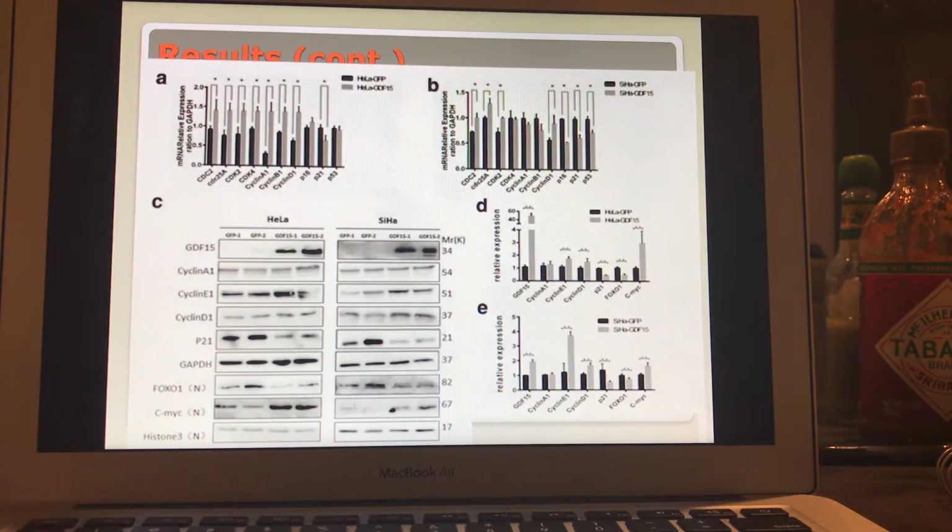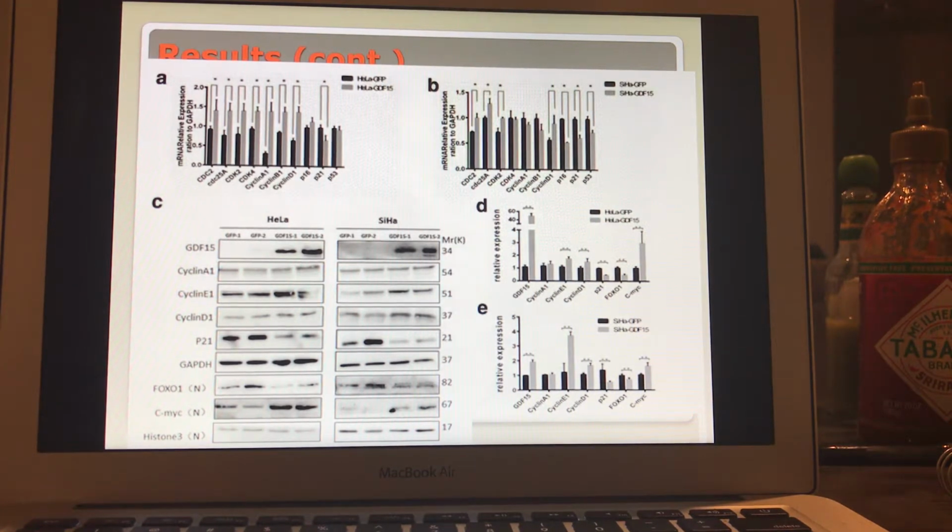To explore the detailed mechanisms underlying the effects of GDF15 on cell cycle, real-time PCR and Western blotting were applied to verify the key cell cycle regulators in GDF15 overexpressing cells and their control cells. In figures A and B, CDC2, CDC25A, CDK2, CDK4, and cyclin D1 mRNA was expressed at much higher levels in HeLa GDF15 and CHA GDF15 cells than in their control counterparts. In figures C, D, and E, cyclin D1 and cyclin E1 proteins are also expressed at much higher levels in both HeLa GDF15 and CHA GDF15 cells than in their control counterparts.